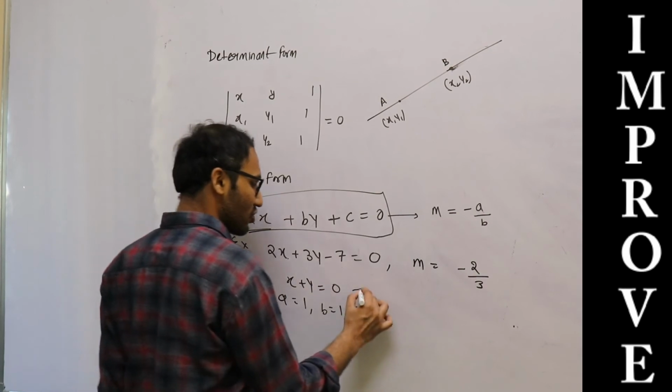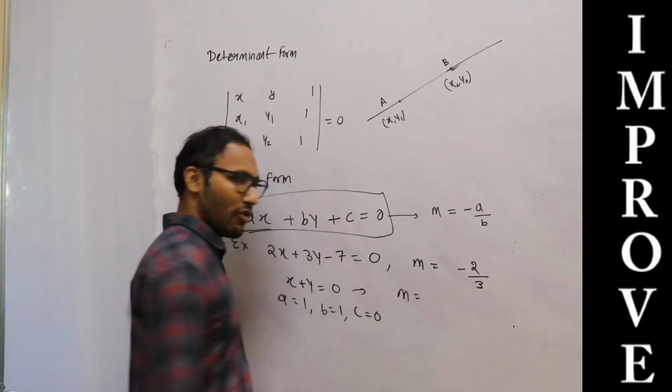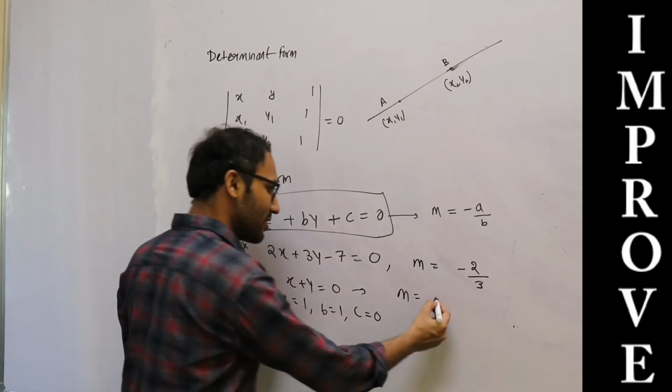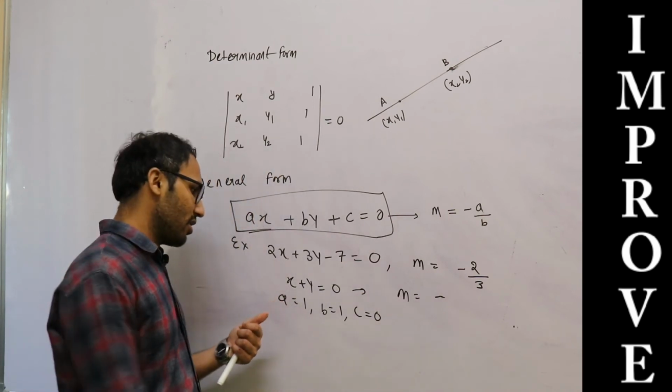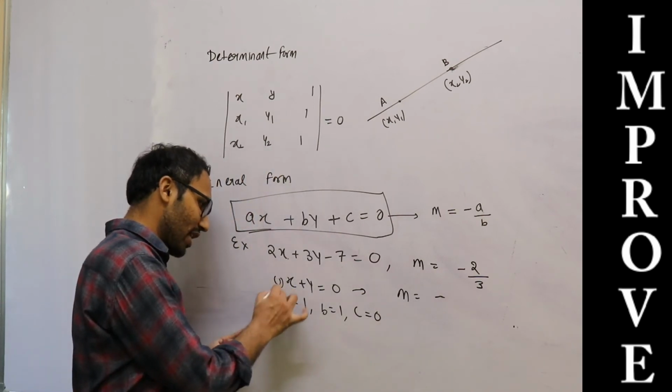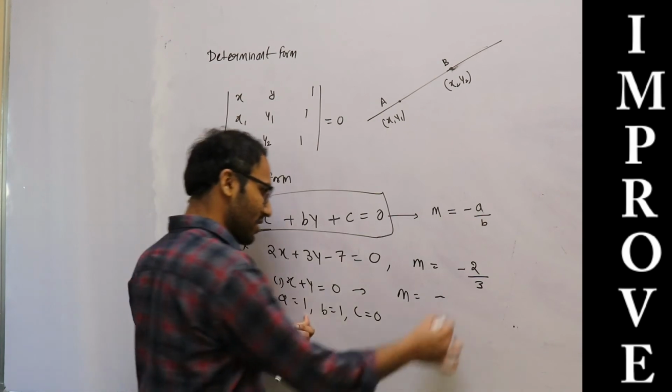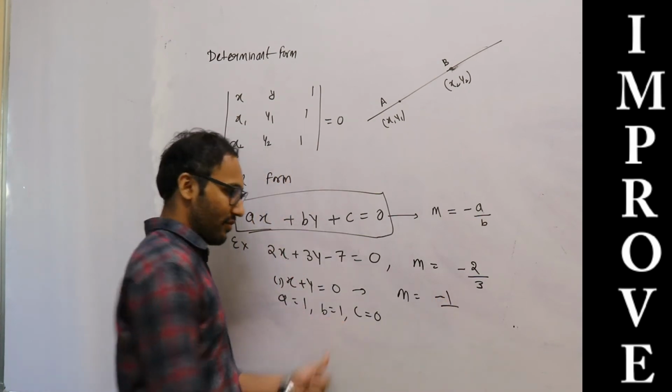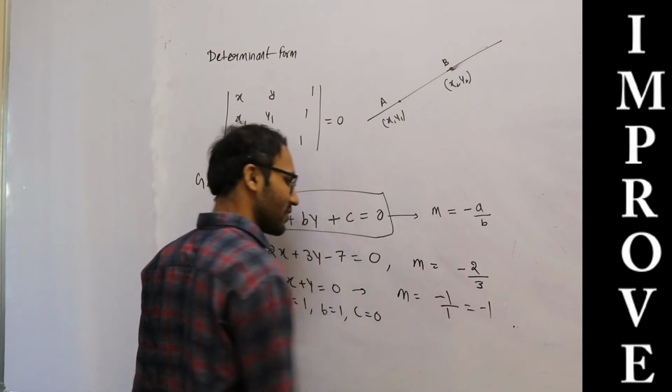And here, in x plus y equal to 0, what will the slope be? Minus, what is the value of a? What is next to x? 1. Okay, minus 1 and b is 1. The slope will be minus 1.